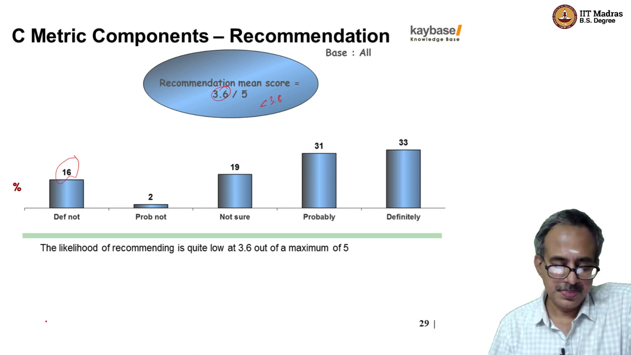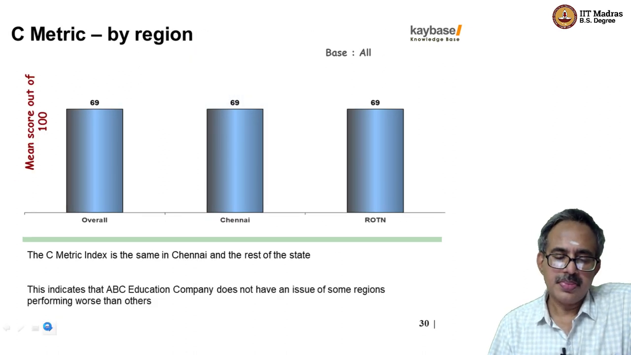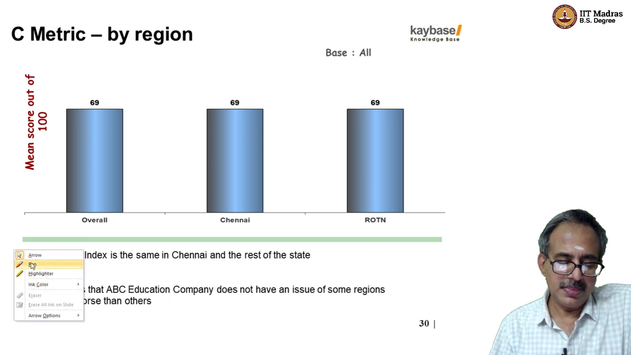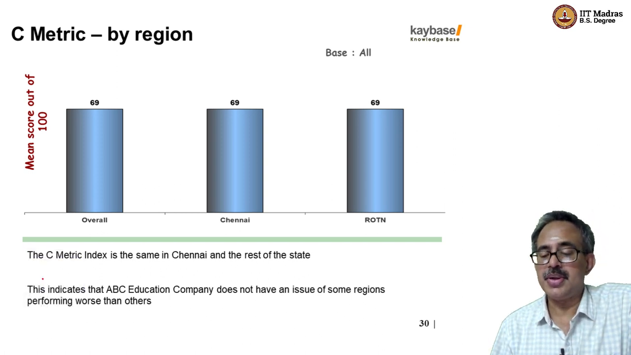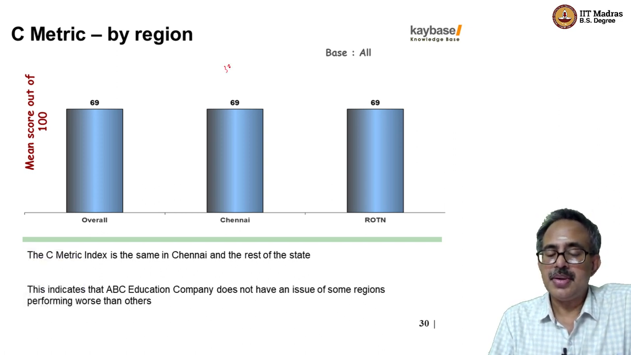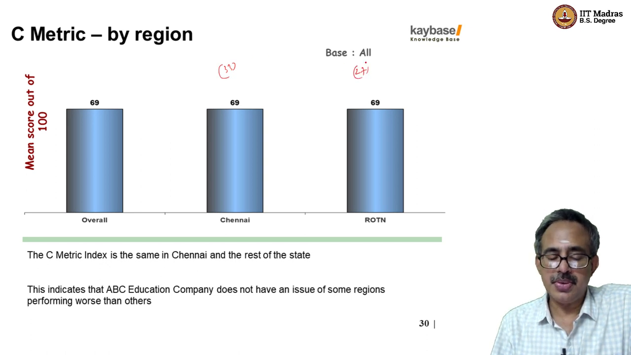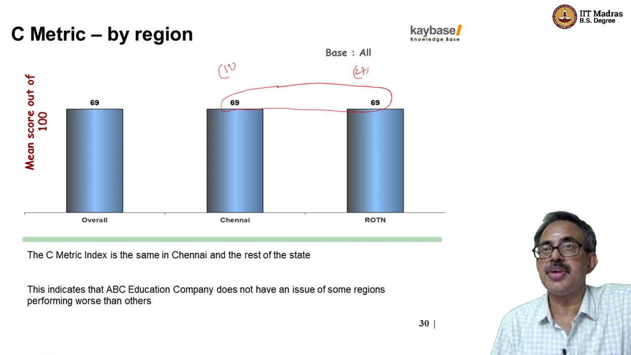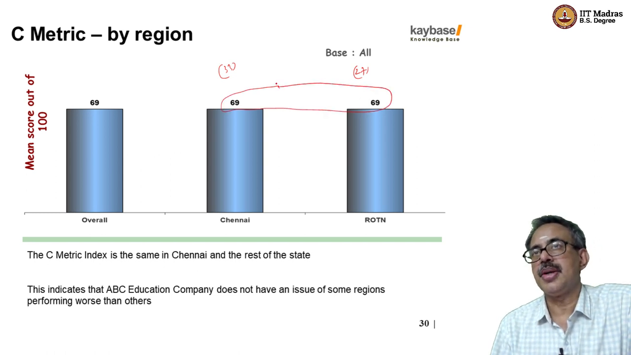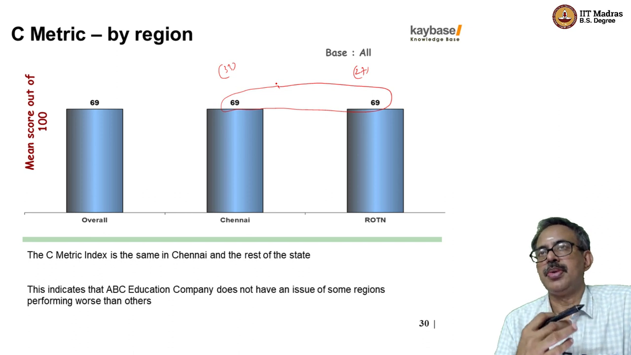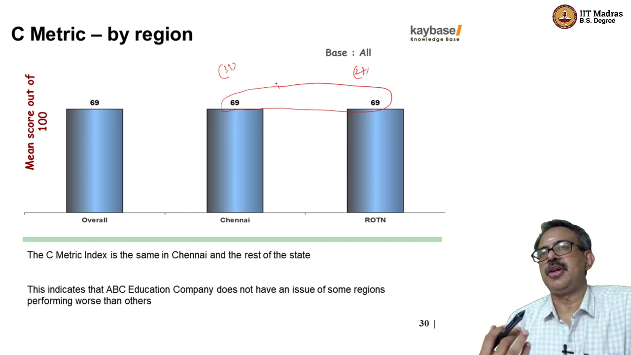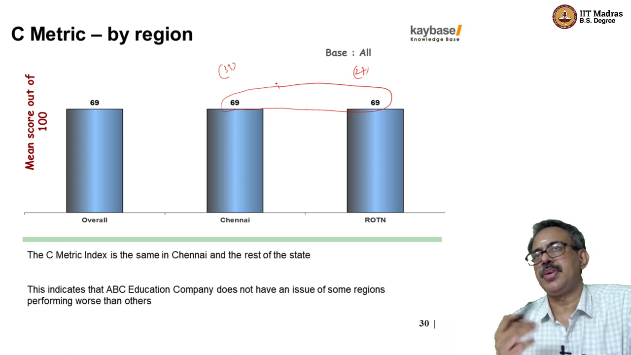All right? And then we can do this by, we said we did a sample in Chennai, 33 people, and we had a sample of 27 outside Chennai. So does the score vary? No, it's the same across. It doesn't vary by whether the customer is in Chennai or somewhere else. We can analyze it by different geographies, or whether the customer has been in business for 5 years or 10 years. We can analyze it by all those things.